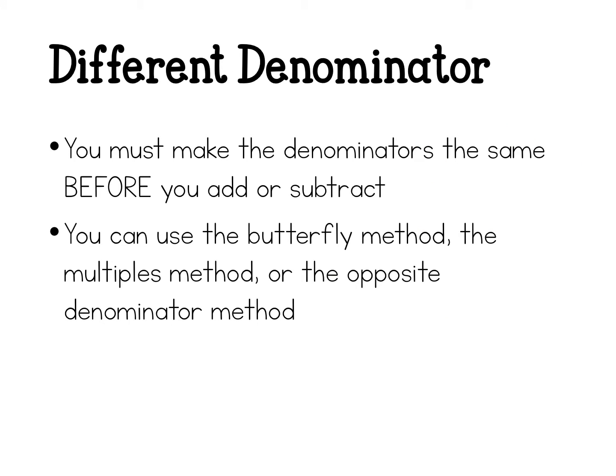Now, when we're adding and subtracting fractions with different denominators, we have to make the denominators the same before we can add or subtract. We can use the butterfly method, the multiples method, or the opposite denominator method to do this, but it's important to remember that before you can add or subtract, the denominators have to be the same.